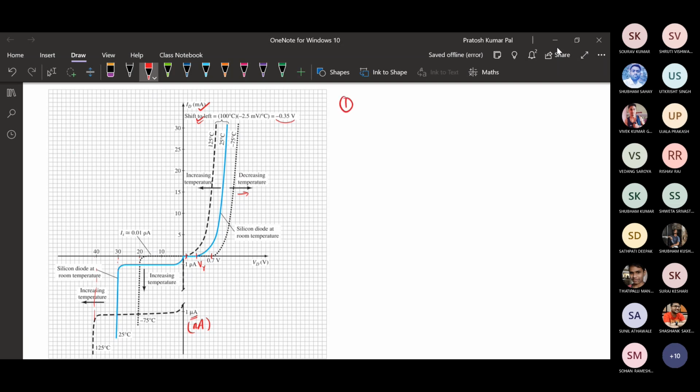So some points that we can conclude: this curve in forward bias will be shifted to the left by 2.5 millivolt per degree centigrade. Okay, so if we are increasing the temperature, the shift will be to the left side by 2.5 millivolt per degree centigrade. Here basically we are increasing the temperature.